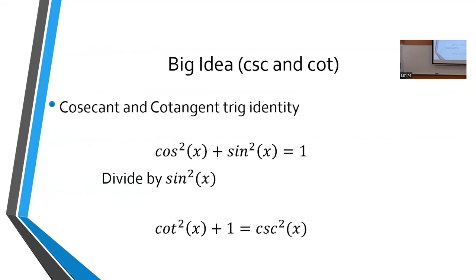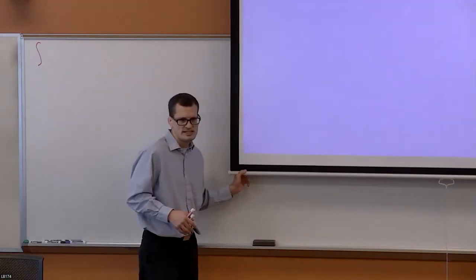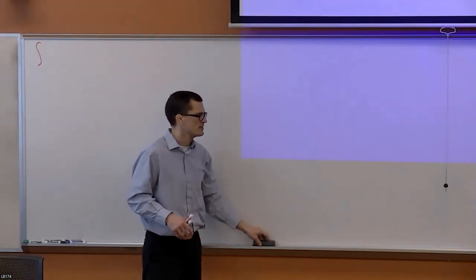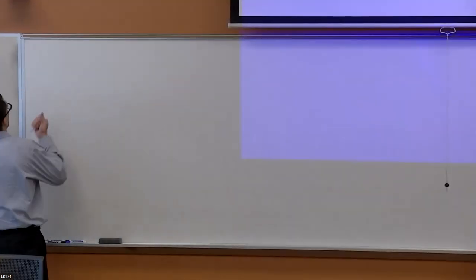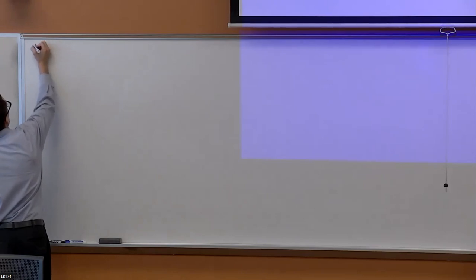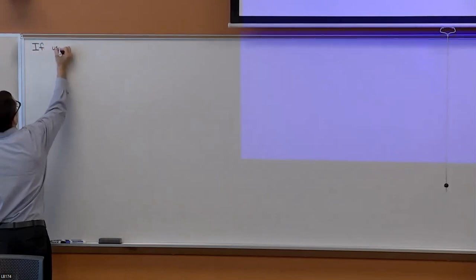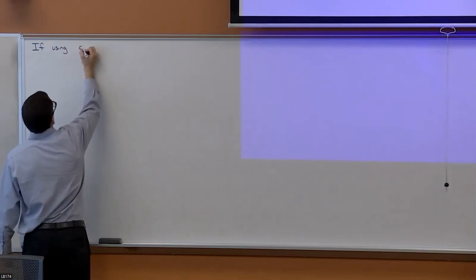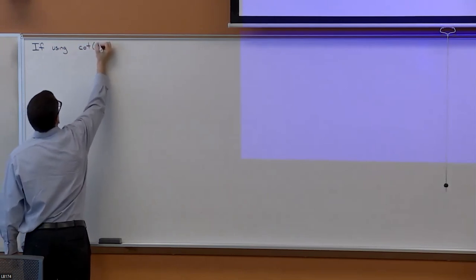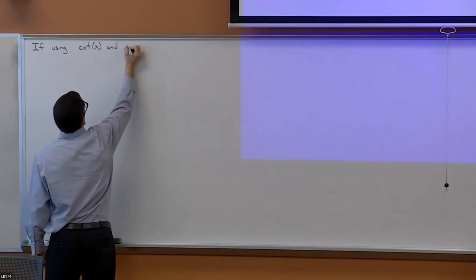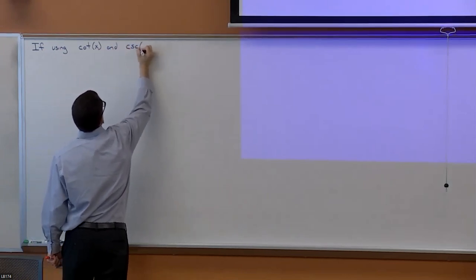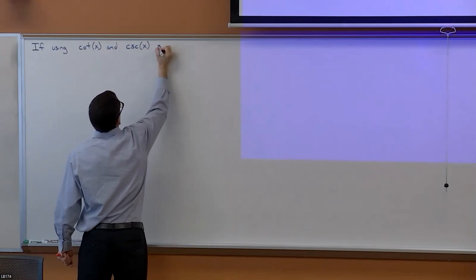Is that okay? Let me write that down on the board real quick. I'm not going to do an example because it's so similar to the secant tangent thing that we just did. But I do want you to have this in your notes, if using cotangent and cosecant substitutions.